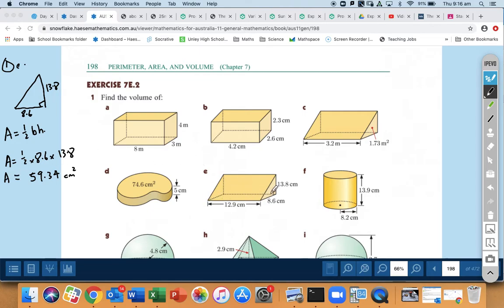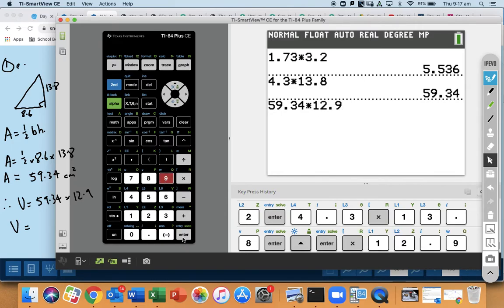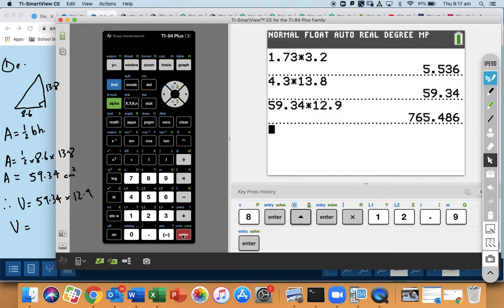Now the length of this prism is 12.9, so therefore the volume would be 59.34 times by 12.9. Let's find out what that equals. So we want to get our answer, times by 12.9. 765.486. This is a good one.